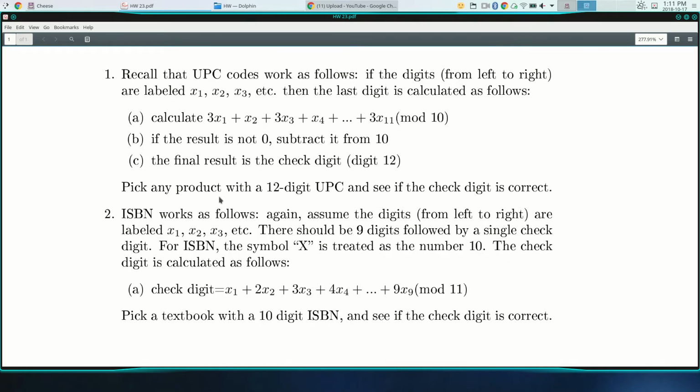ISBN? Okay. So 5 and 6, it's not 0. Trying to find one? I think that doesn't make sense. It says if the result is not 0, subtract it from 11, and it should check out to be 1. The final answer should result. The final result is the check digit, which is 4.